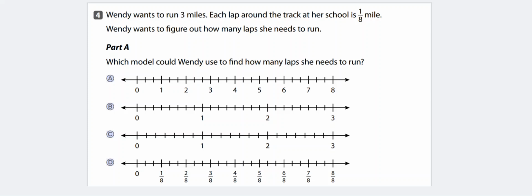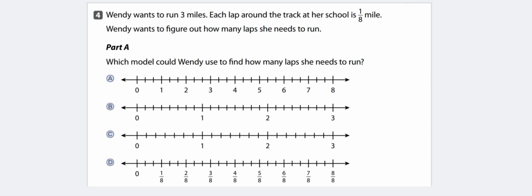Okay, Wendy wants to run 3 miles. Each lap around the track at her school is 1/8 mile. Wendy wants to figure out how many laps she needs to run. Which model could Wendy use to find how many laps she needs to run?